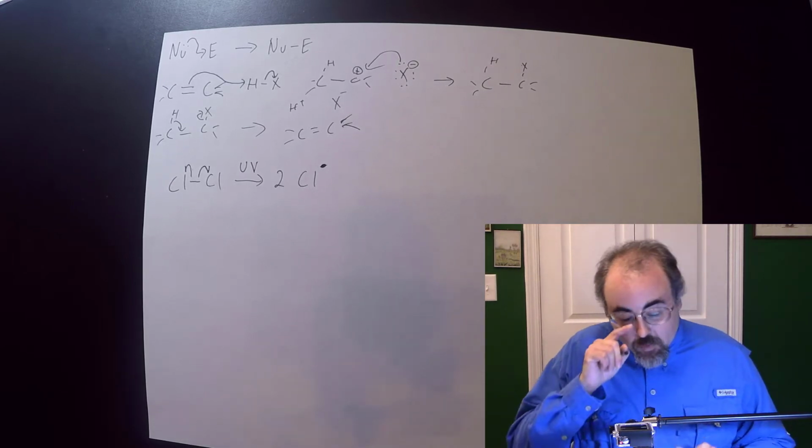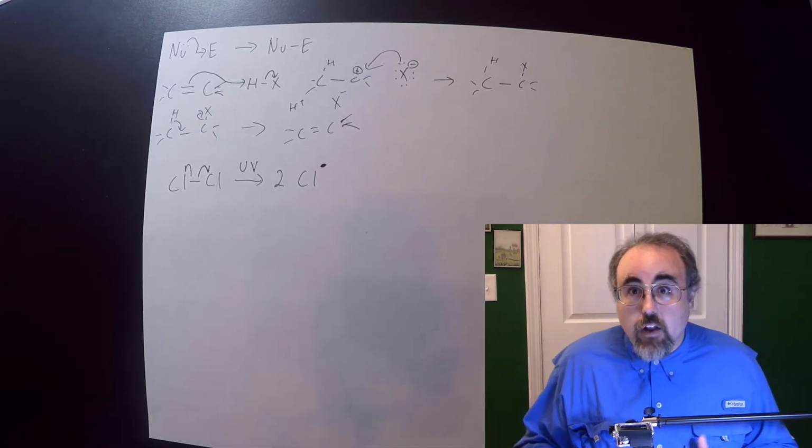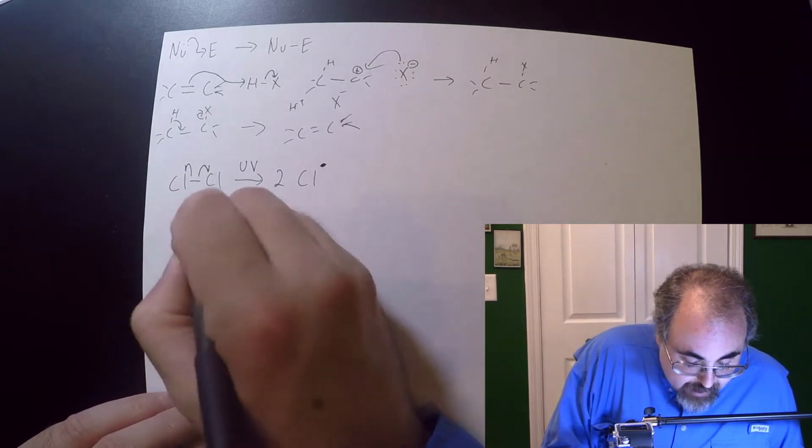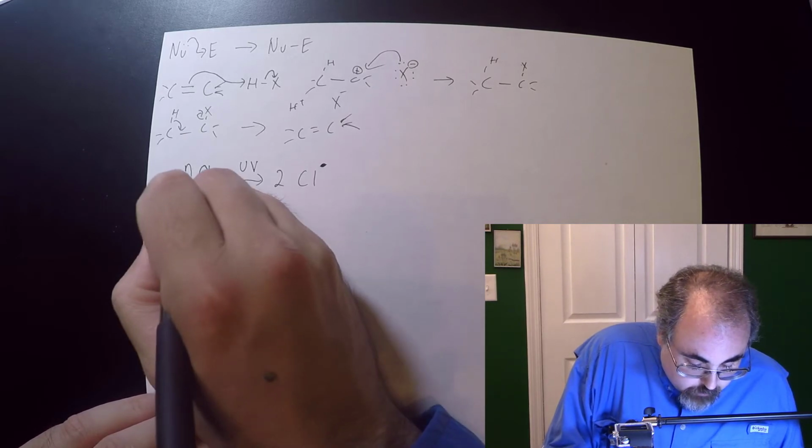Okay, so we've got this one. Now, with these radicals, these are very, very reactive. Electrons like to have pairs. So this can react with something else. And so I can have, say, a methane over here.